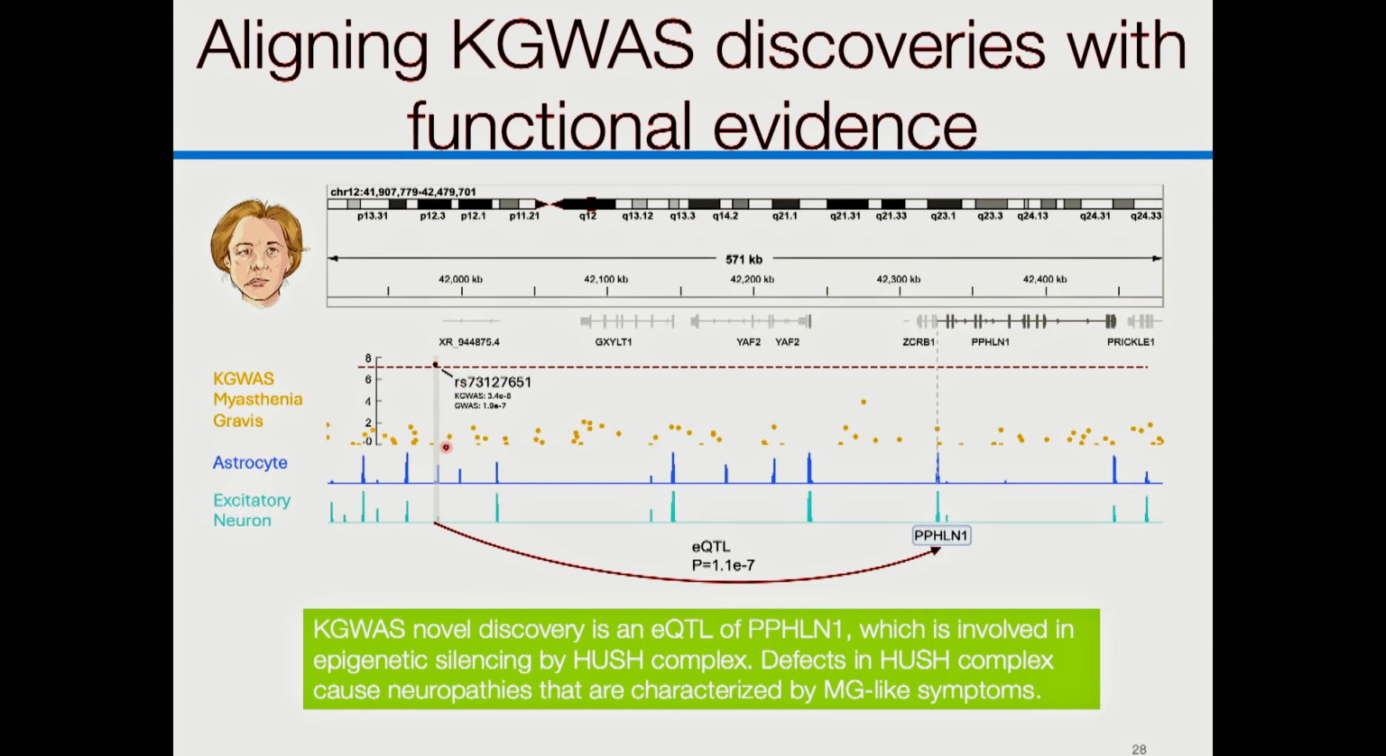And we find that this variant is enriched in neuron-related cell types, which is a known related cell type for MG pathogenesis. And also, this variant is an eQTL of this gene, and we did some research and found that this gene is involved in this epigenetic complex, and this complex is known to cause symptoms that are similar to this MG disease. So these 2 examples hopefully show that these KGWAS variants align really well with the functional evidence out there.